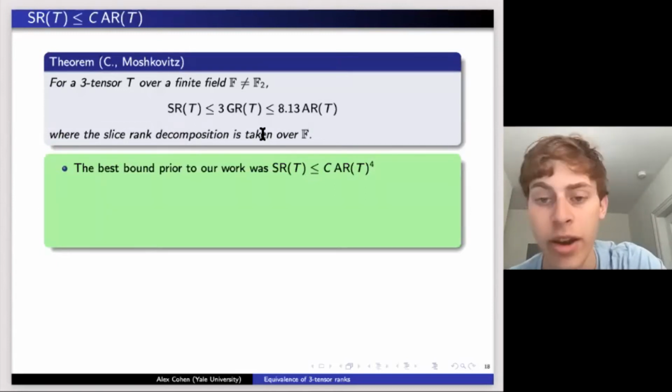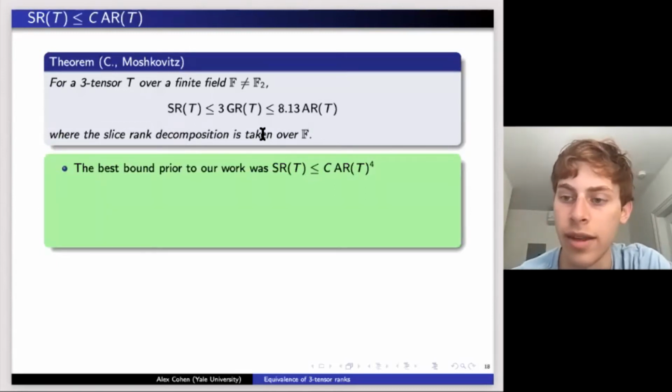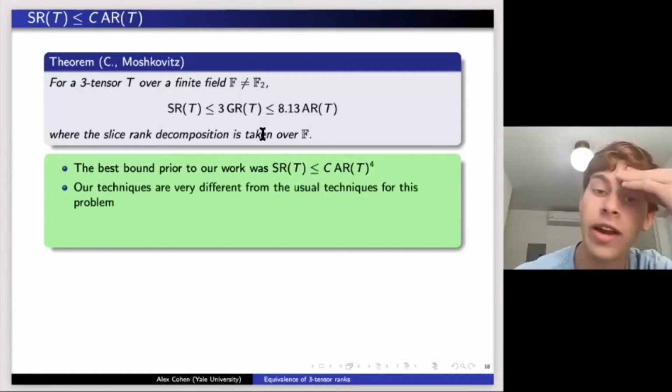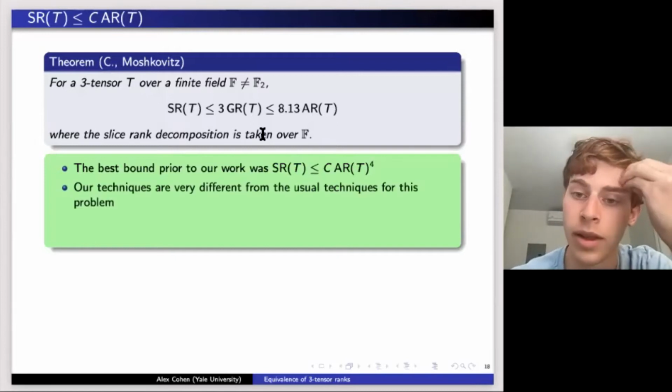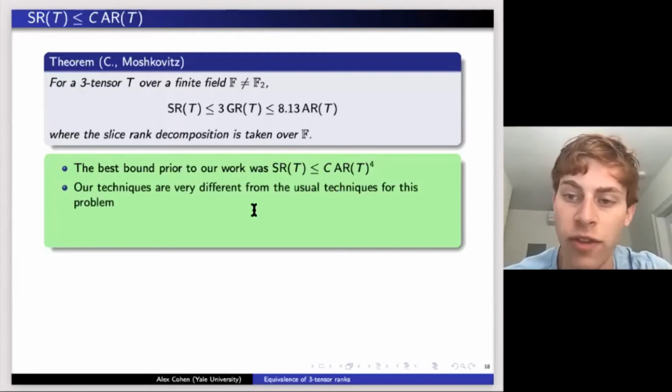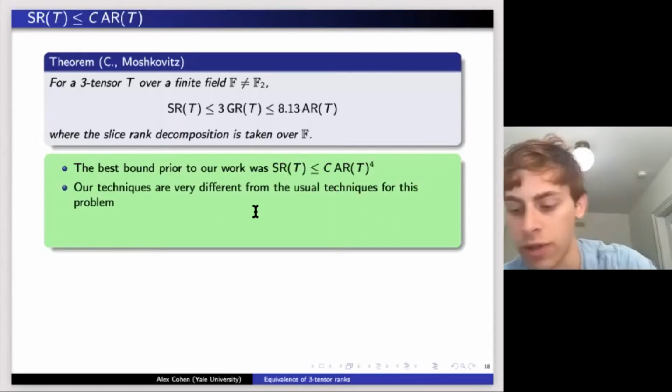All right, so the best prior bound, as I said, was that slice rank is bounded by the fourth power of analytic rank. And the techniques we use are very different from the usual techniques for this problem. We are using local ideas in algebraic geometry rather than this sort of global analysis, which is the usual thing.